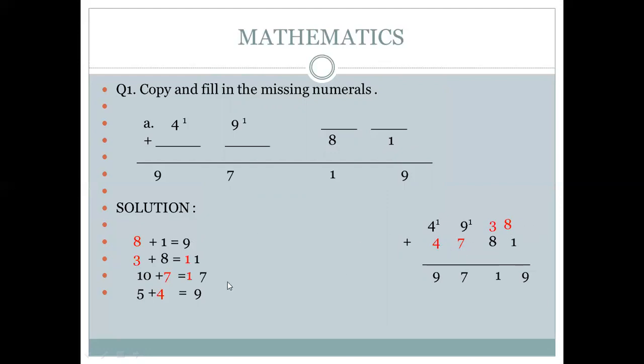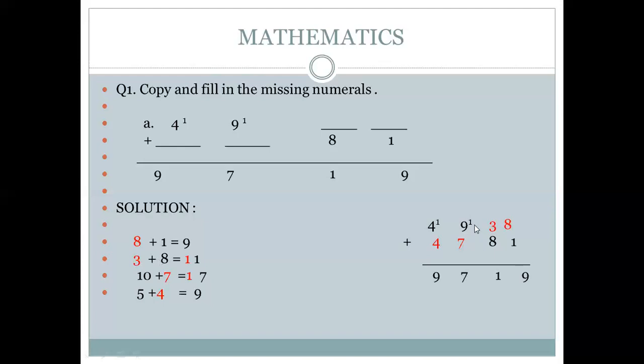Then come to the third number. You see there is 1 in the answer. So what number do we add to 8 to get 1? 8 plus 3 is 11. It means we write there 1 and we carry the 1 on 9. 8 plus 3, 11. We write here 1 and carry 1 on 9.